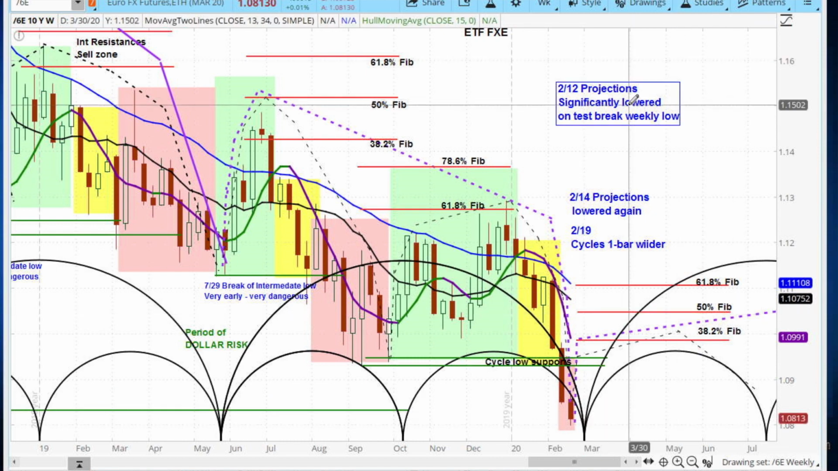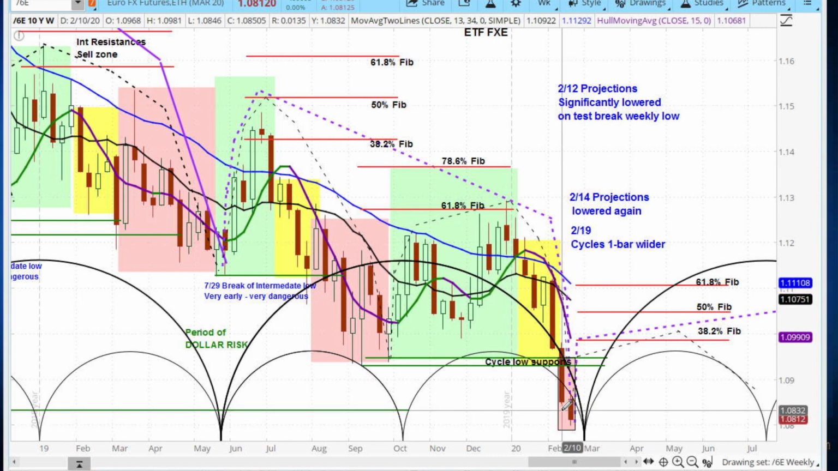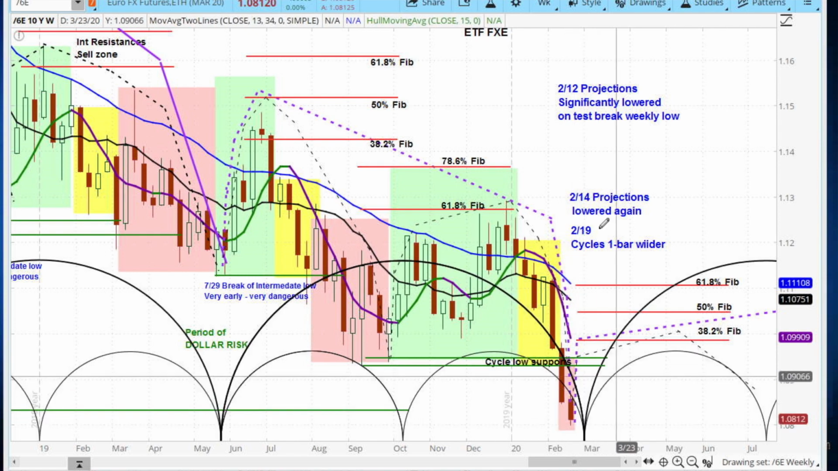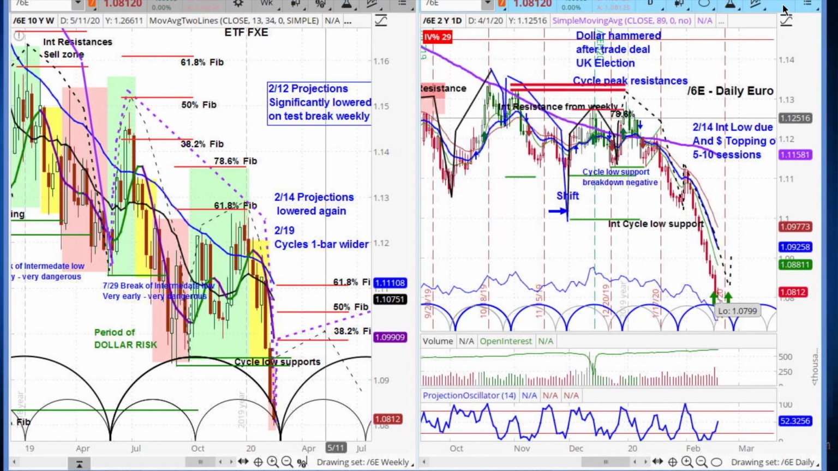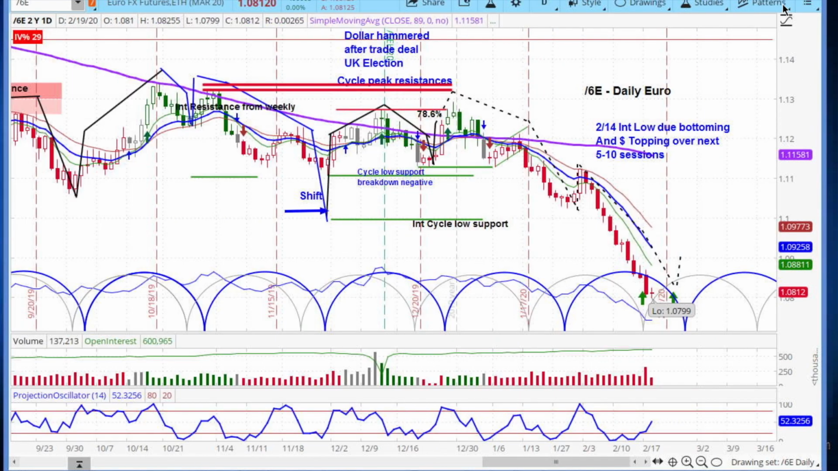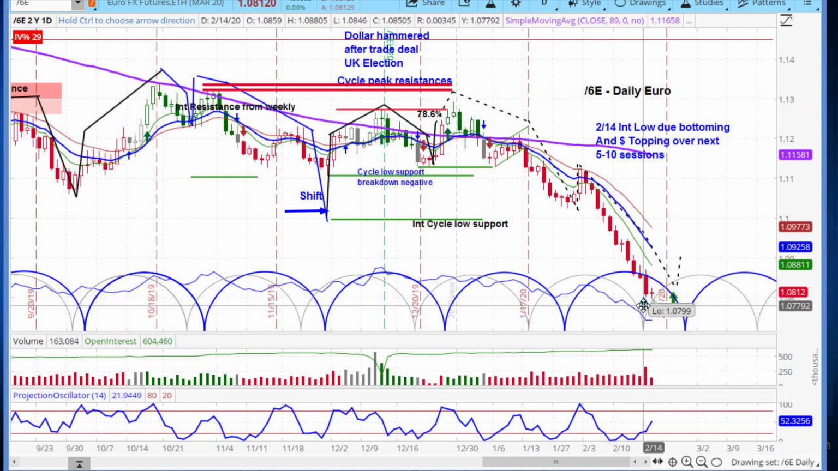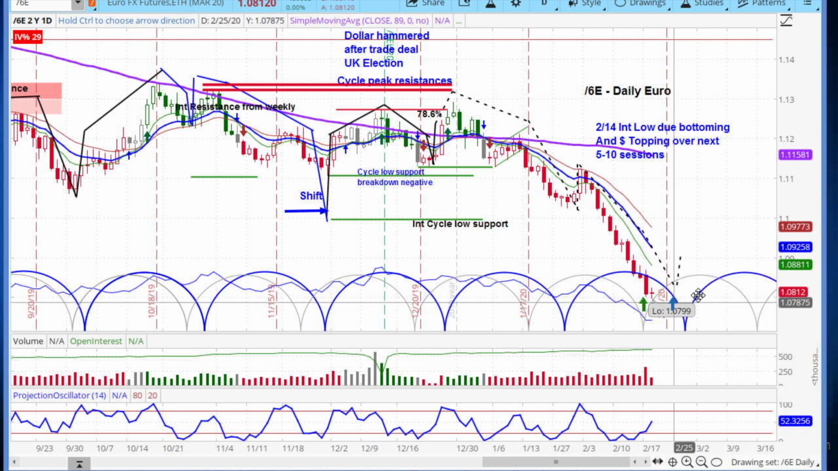So our original projection of the low coming right around in here, first week of February or so, is now pushed out by a couple of weeks based on the change that's occurred. So we adapt as the patterns change. You see these arrows that we put in here. We didn't know whether the old cycle right there or the revised cycle right over here was going to bring you the low.